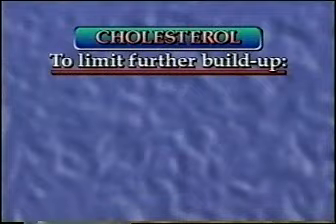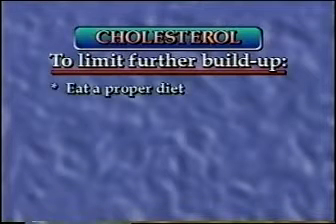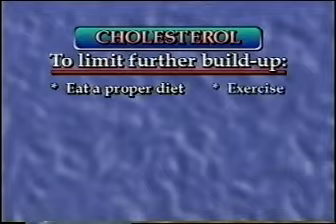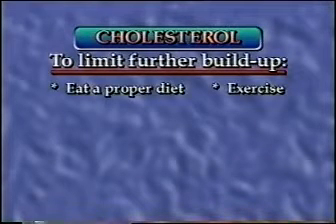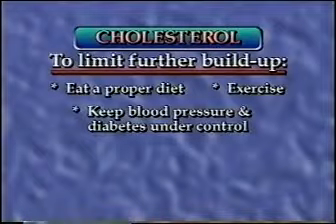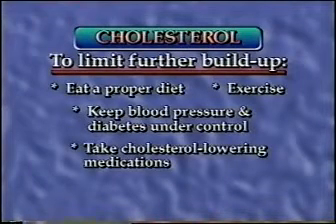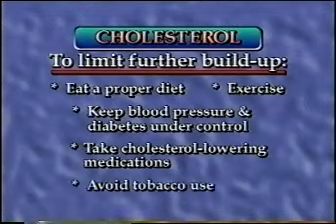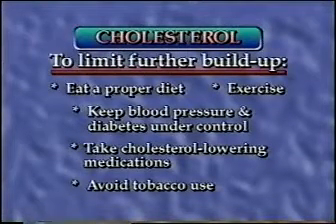Finally, the problem with the vast majority of angina patients is the cholesterol that is built up in the walls of the arteries feeding the heart. You can limit further buildup by taking these preventive measures. First, eat a proper diet. Second, exercise regularly. Third, keep blood pressure and diabetes under control. Fourth, take cholesterol-lowering medications. And fifth, avoid the use of any tobacco product.